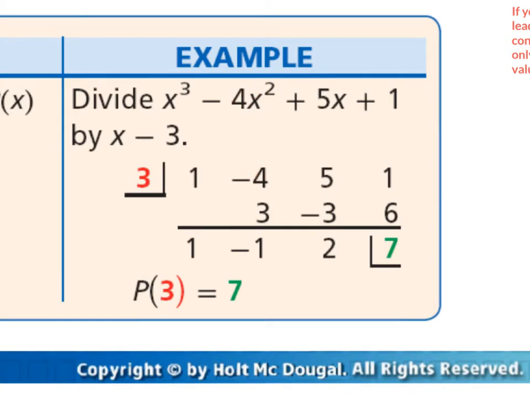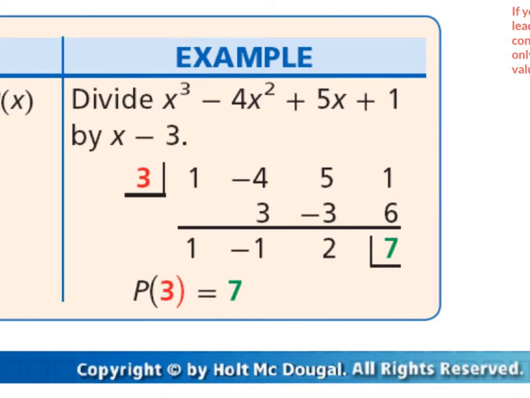You guys following along? Okay, so again, what goes inside of the box? The opposite of the constant of the binomial that you're dividing by. So if you had a -7 here, it'd be a +7. If you had a +2 right here it'd be a -2. And these numbers are simply your coefficients, 1, -4, 5, and 1, and you have to have every power represented. If you don't have a power represented, you have to represent it with the number 0.